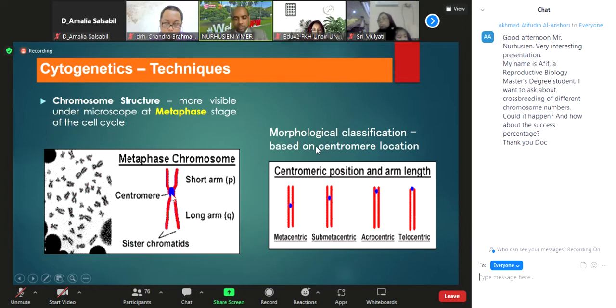And based on the location of the centromere, these chromosomes are also classified into different types of chromosomes. When you have at the middle, the centromere is located in the middle, so you have a metacentric type of chromosome. When it is a little bit away from the middle towards the end, we call it a submetacentric. And when the centromere is located towards the end or at tip, we call it acrocentric and telocentric type of chromosomes. This morphological classification is important in differentiating chromosomes of different species of animals. You will see that later on.